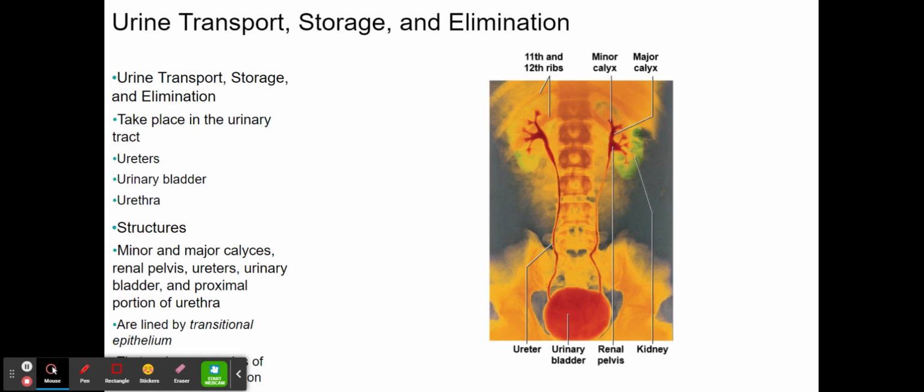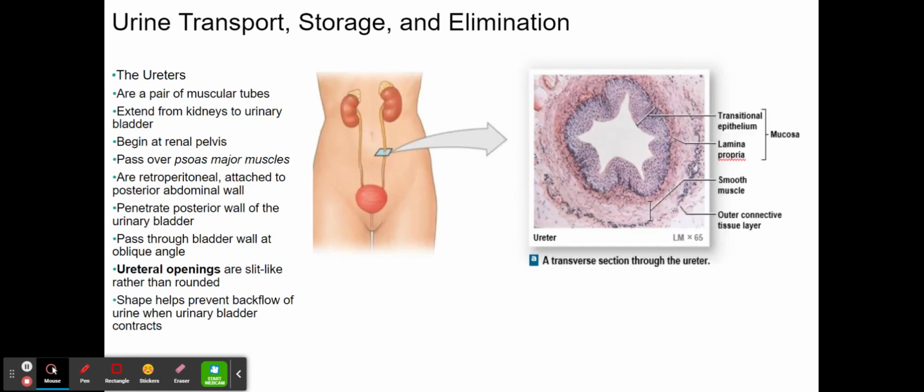Note that the sizes of the minor and major calyces, the renal pelvis, and the ureters, the urinary bladder, and the proximal portion of the urethra are somewhat variable. These regions are lined by a transitional epithelium that can tolerate cycles of distension and contraction without damage. The ureters are a pair of muscular tubes that extend out of the kidneys to the urinary bladder, a distance of about 30 centimeters. Each ureter begins at the funnel-shaped renal pelvis.